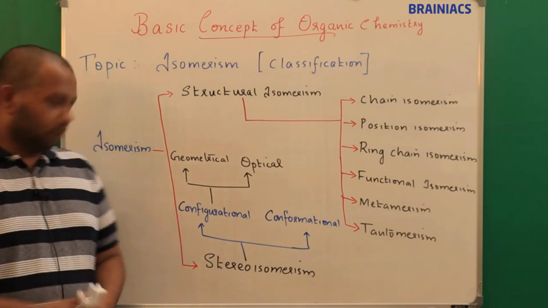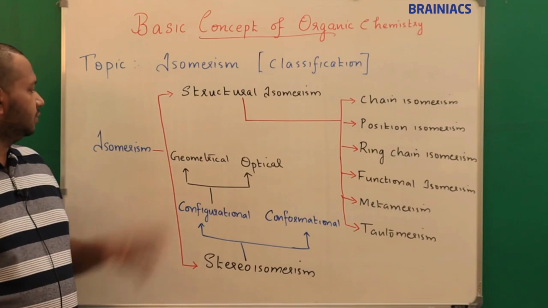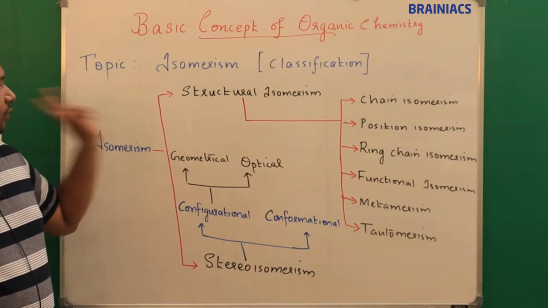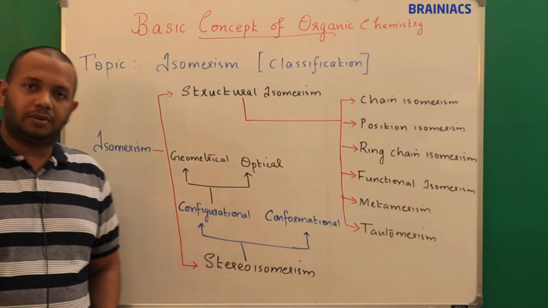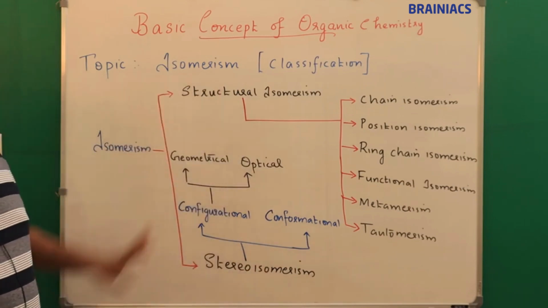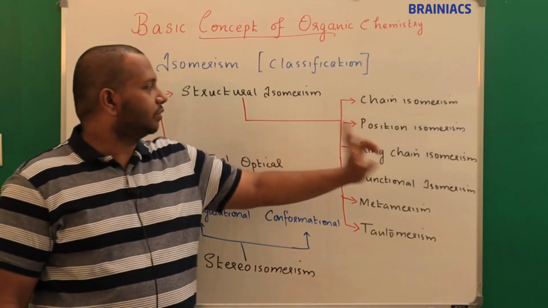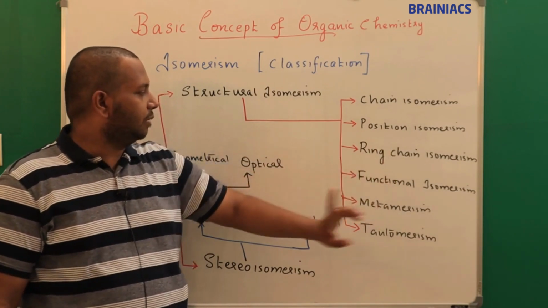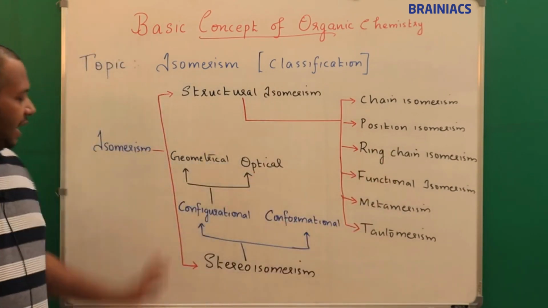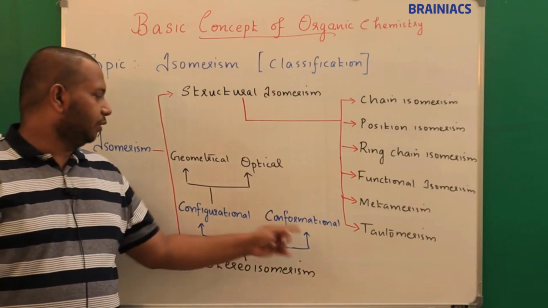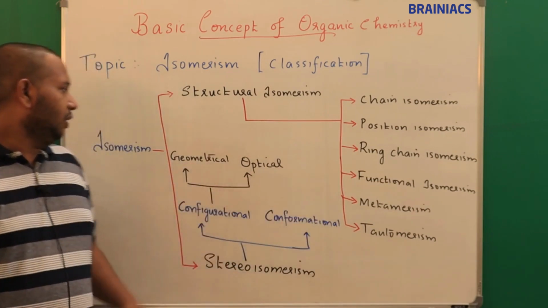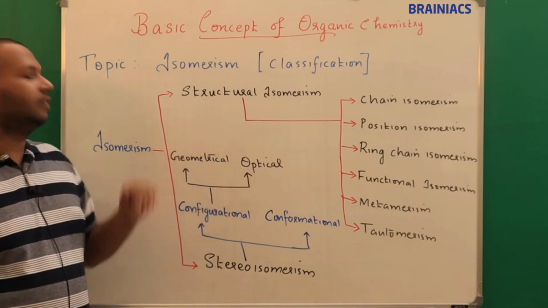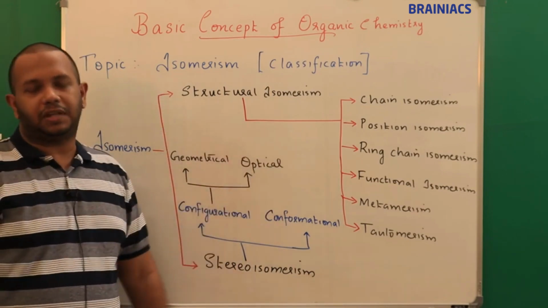So please look at this. I hope it is clear for you. That is, isomerism is broadly classified into two. One is the structural isomerism and the other is the stereoisomerism. And structural isomerism, if you see, is divided into chain isomerism, position, ring chain, functional, metamerism, and tautomerism. And the stereoisomerism is classified into two, that is configurational and conformational. So this configurational is further divided into geometrical and optical isomerism.